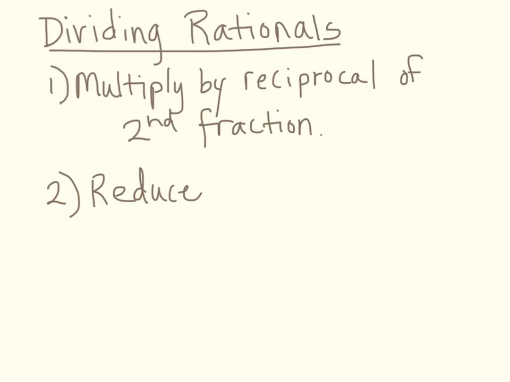Now let's take a minute and look at dividing rationals. So when you divide rationals, you actually follow your multiplication rules. The only difference is you've got to multiply by the reciprocal of that second fraction. So in other words, you've got to take that second rational and actually flip it, and then reduce like normal.